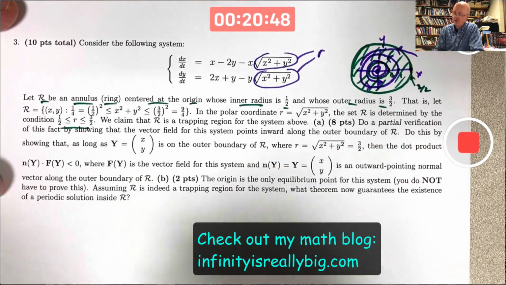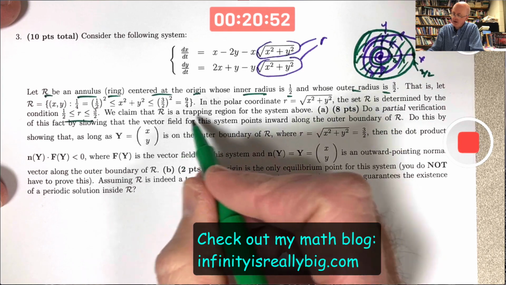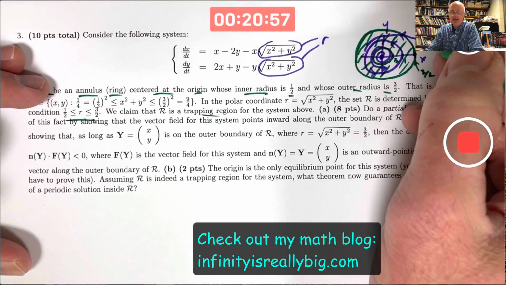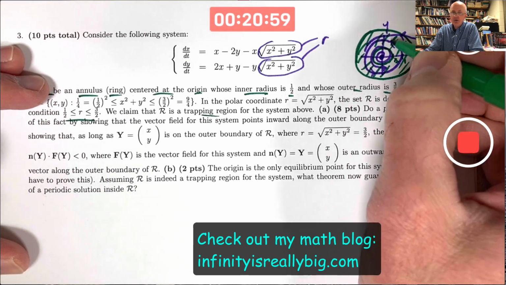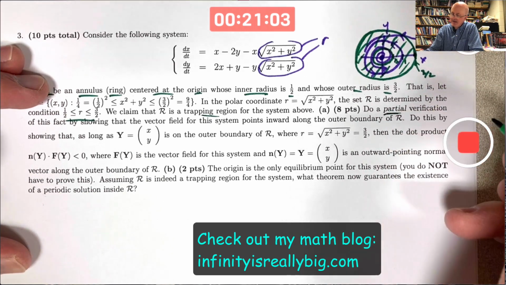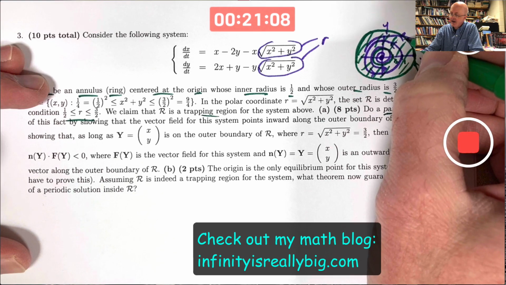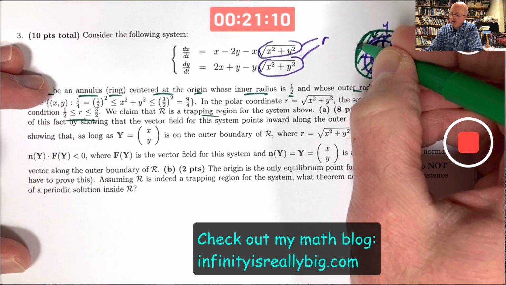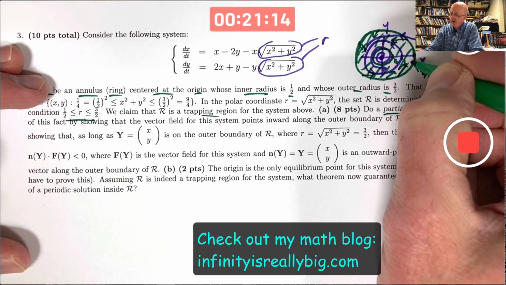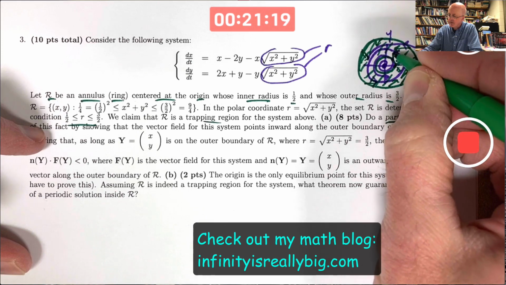I do teach my students how to do these kinds of problems in lectures that I make. We claim that R is a trapping region for the system above. What that means is solutions that go into it never go out. That can be verified by showing that the vector field for the system always points inward along the outer boundary, like I'm trying to draw here, and inward along the inner boundary as well.